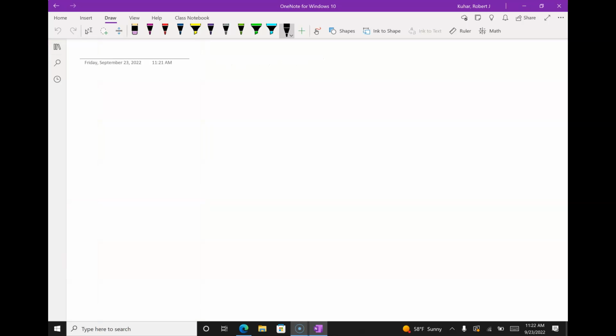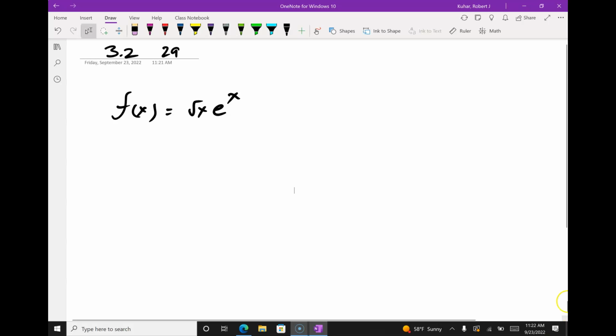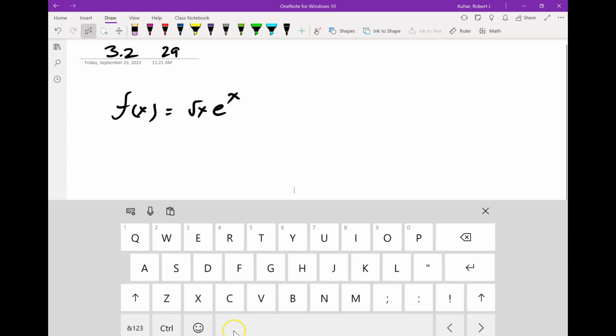Cool. Let's look at this one problem. It's in 3.2. Anybody know what the first problem is I assigned in 3.2? Yeah, it was 29? Yeah, I think it's 29. Anyway, it's f of x equals square root of x e to the x. And so let's take a look at that. Okay, first of all.